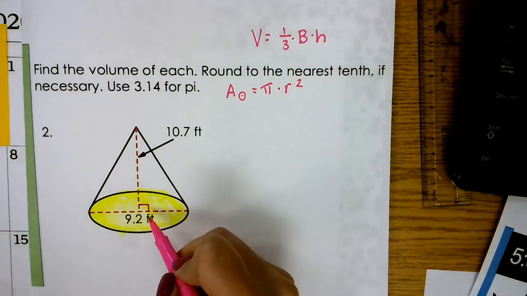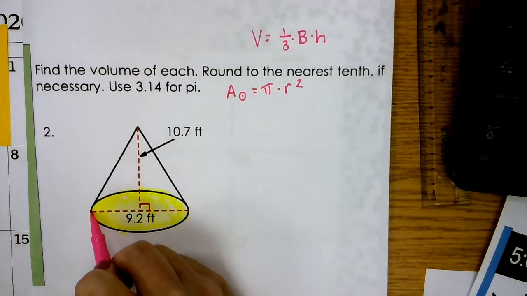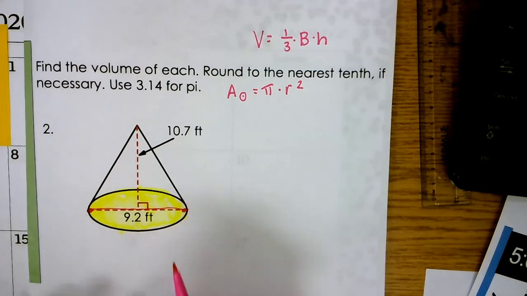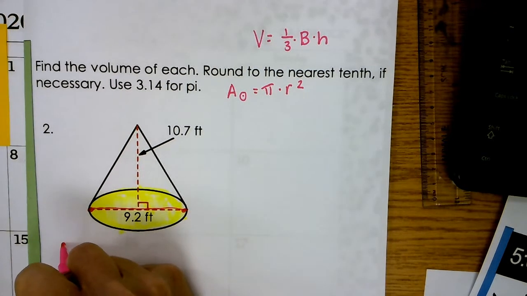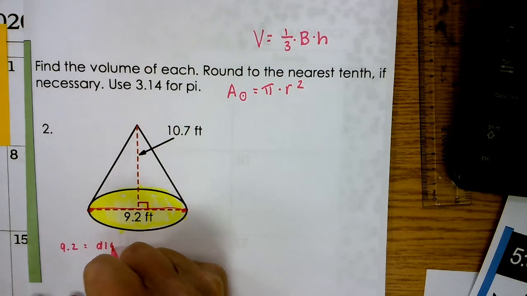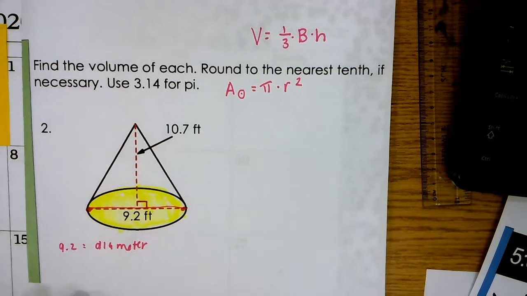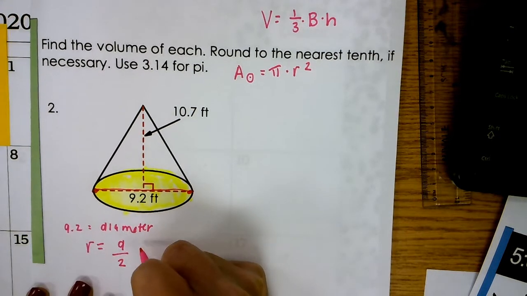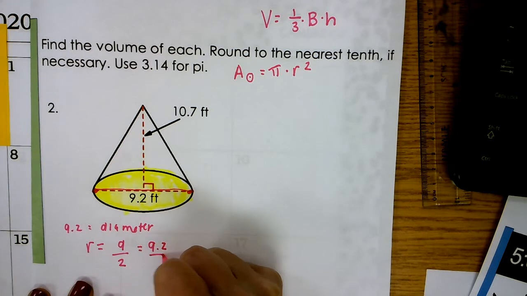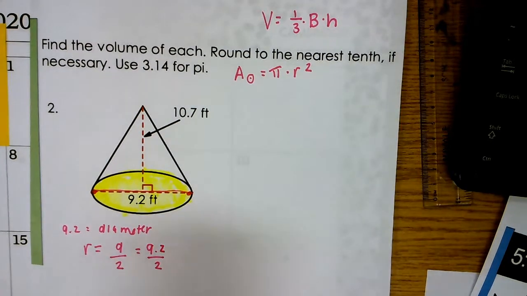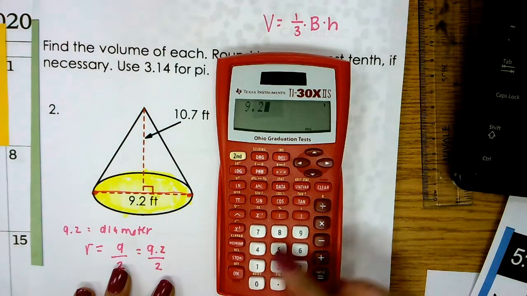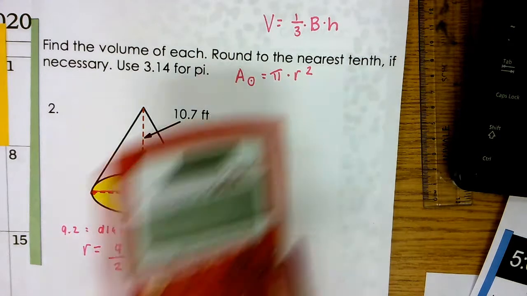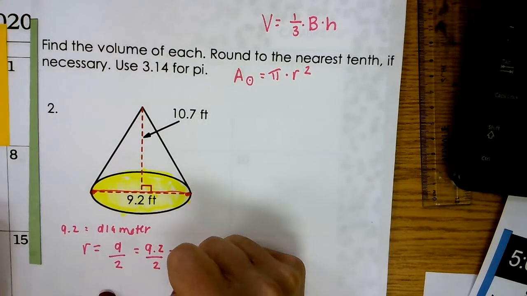So if we go down here to our picture, we can see that the distance from one half of the circle to the other half is 9.2 feet. That 9.2 is the diameter. To find the radius, we take the diameter and divide it by 2. So we're going to take 9.2 and divide that by 2. So let's do that on our calculator here. 9.2 divided by 2 is going to give us 4.6. So here we have a radius of 4.6.